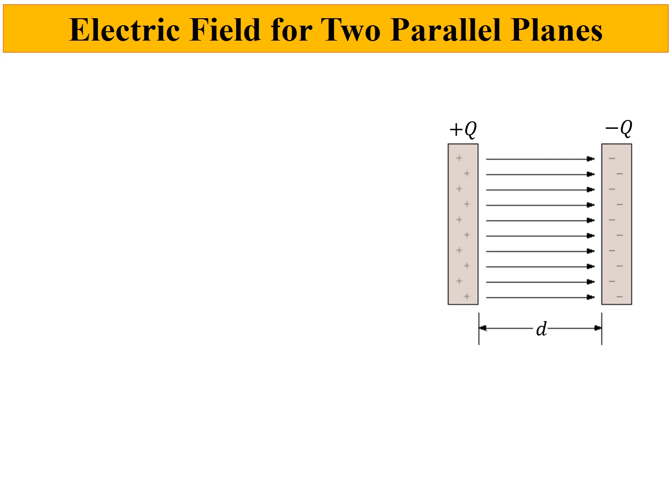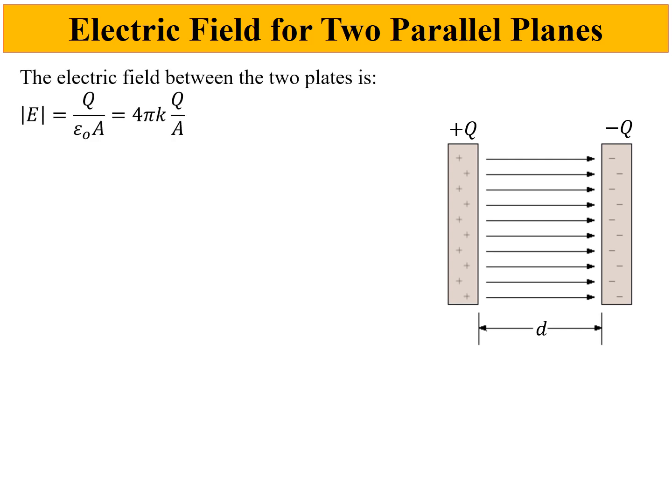However, the electric field between the two plates will come from the positive plate and the negative plate. We have two fields, they are equal in magnitude, and they point in the same direction, so you have to add sigma over 2 epsilon naught plus sigma over 2 epsilon naught, and you will finally get the electric field between the two plates to be sigma over epsilon naught. So the electric field is sigma over epsilon naught, which means Q over epsilon naught A, and 1 over epsilon naught is 4 pi K, so you can find the electric field.